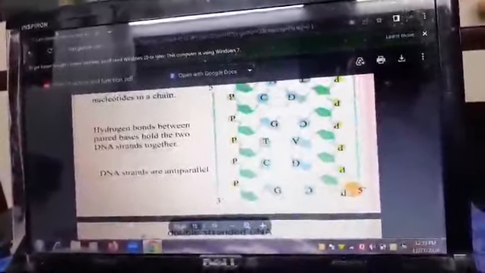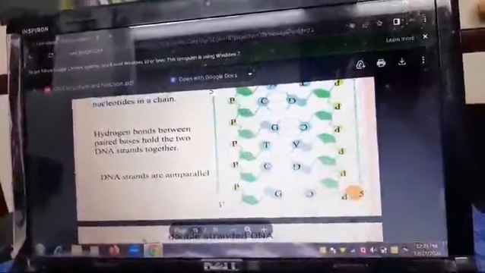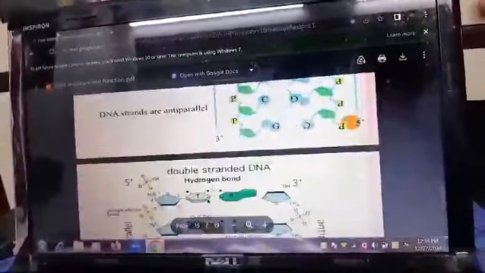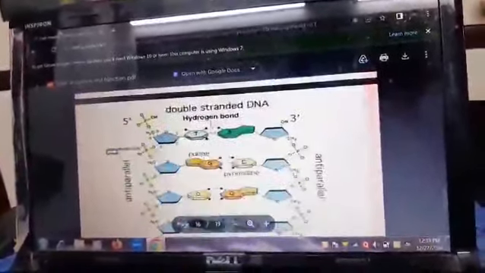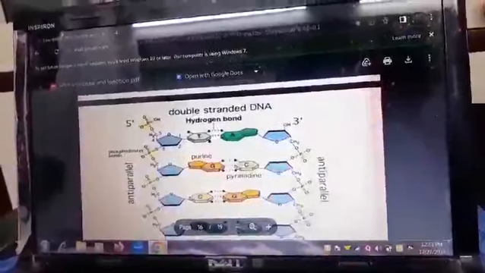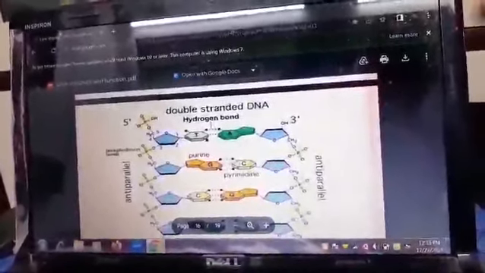DNA is a double helix. A sugar and phosphate backbone connects nucleotides in each chain. Hydrogen bonds between paired bases hold the 2 DNA strands together. DNA strands are antiparallel. Double-stranded DNA hydrogen bonds: these are the antiparallel strands, purine and pyrimidine. This is the phosphodiester bond. This is the 5' and this is the 3'. This is the hydrogen bonding. This is the double helical structure of DNA.